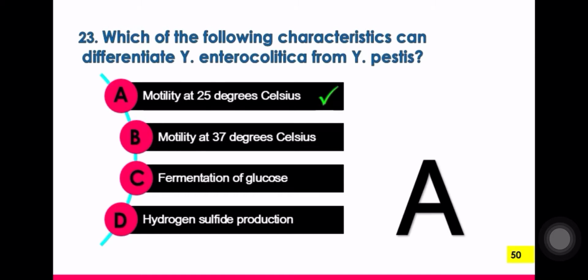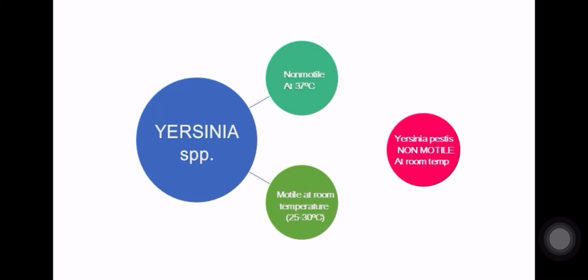Highlight Yersinia enterocolitica and pestis. Remember, Yersinia species are non-motile at 37 degrees Celsius. And all Yersinia species are motile at room temperature except Yersinia pestis, because Yersinia pestis is non-motile at room temperature.